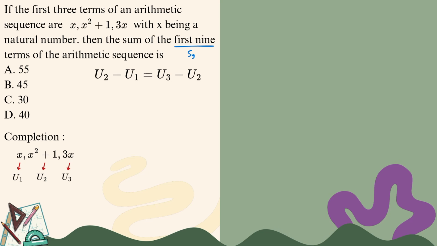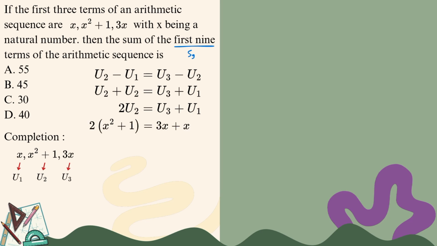Next, we will find x with sub 2 minus sub 1 equals sub 3 minus sub 2. Sub 2 moves across, so we get 2 sub 2 equals sub 3 plus sub 1. Substitute the sub 1, sub 2, and sub 3. We get 2 in bracket x squared plus 1 equals 3x plus x. 2x squared plus 2 equals 4x.